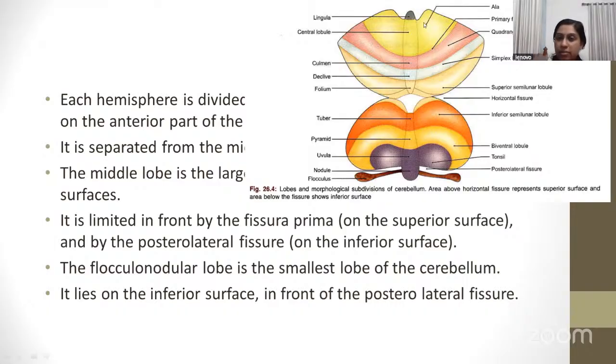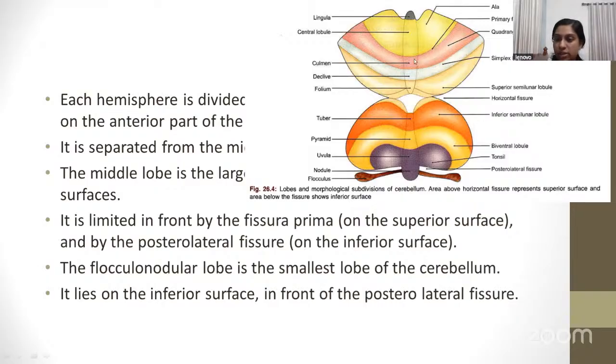So, we have a median structure known as vermis. It's a worm-like structure which separates the right and left cerebellar hemispheres. So, we have the vermis and there are different parts for the vermis. The first part is the lingula. This is the superior part.